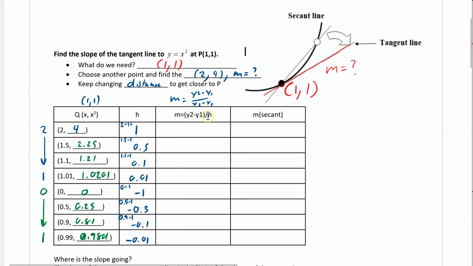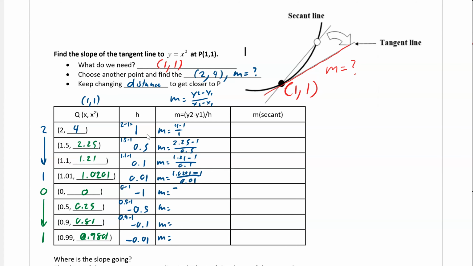Okay, so now it's just subtracting the y values. So you're going to go 4 minus 1 over 1. And then we just continue this to find the slope of each one, and we're going to see what our slope is approaching. So this would now be 2.25 minus 1 over 0.5, and then 1.21 minus 1 over 0.1, and then 1.0201 minus 1 over 0.01. And then so on, we just continue.